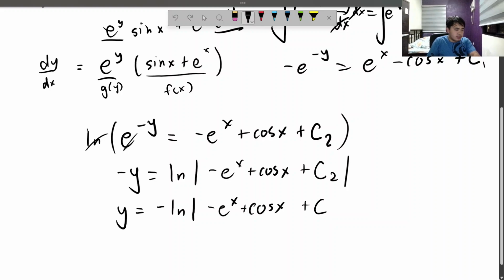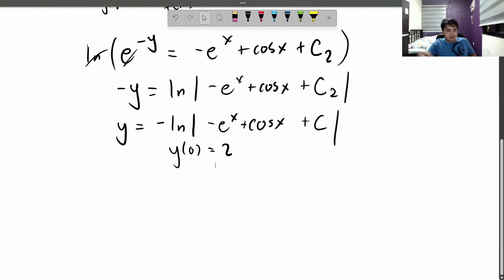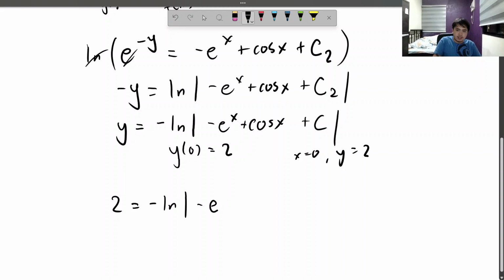Now, since C2 is pretty unchanging here, let's just put it as C, the final C. Now, we have the condition y of 0 equals 2. This means that if x equals 0, y equals 2. So let's substitute it into the function. So 2 equals negative ln of negative e to the 0 plus cosine of 0 plus c.